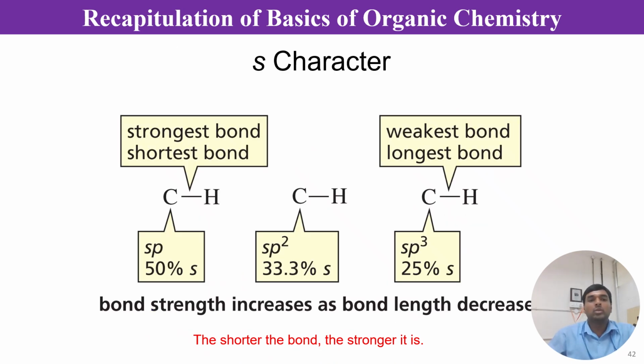Now, if we talk about the percentage of s character, we can see acetylene having sp, 50% s character, whereas alkene having sp2 hybridization has 33% s character, whereas alkane has sp3 hybridization. And as the s orbital is close to the nucleus, more s character means stronger bonding. So that's why the acetylene molecule has a shorter, much stronger bond, and also it has 1 sigma and 2 pi bonds. So remember, more s character, more stronger bond.